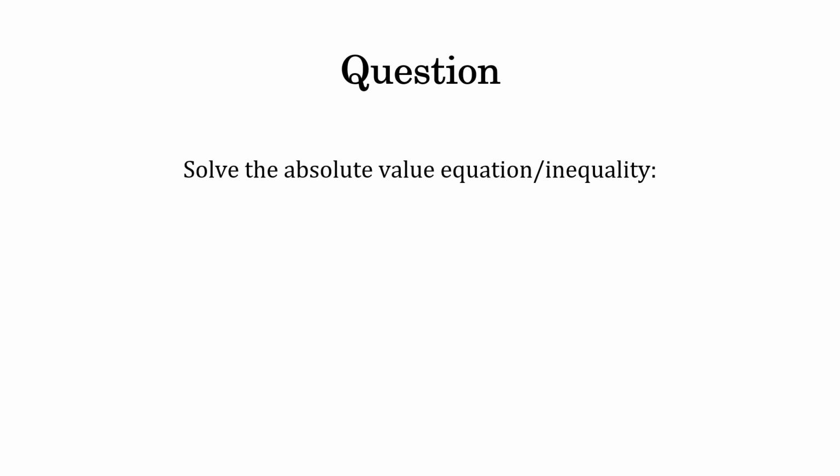Solve the absolute value equation or inequality. I. The absolute value of 2x plus 3 is equal to 5. II. The absolute value of 5x minus 15 is less than 30.